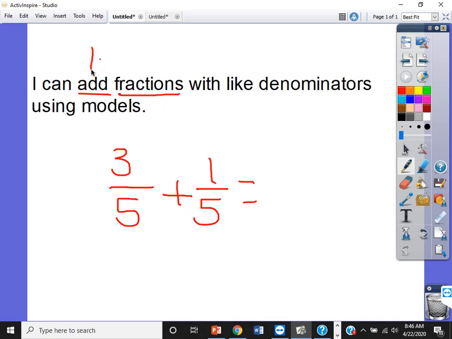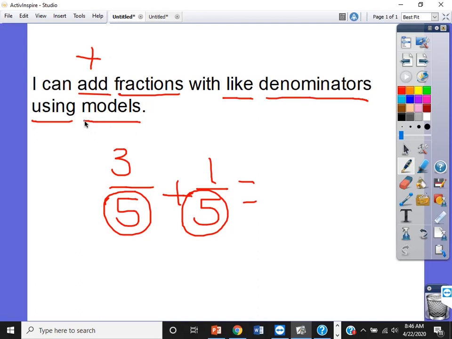Adding means to combine, fractions meaning parts of a whole, with like denominators. Like denominators just mean that the denominators are going to be the same, which also means that the pieces we're adding together are the same size. And today we're going to use models or pictures to help us see the sum of these two fractions. So specifically, we are going to use some fraction circles today.